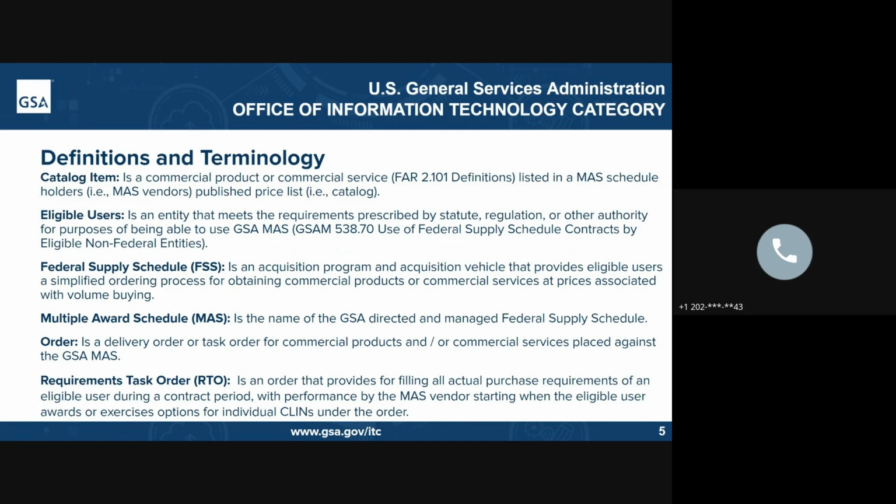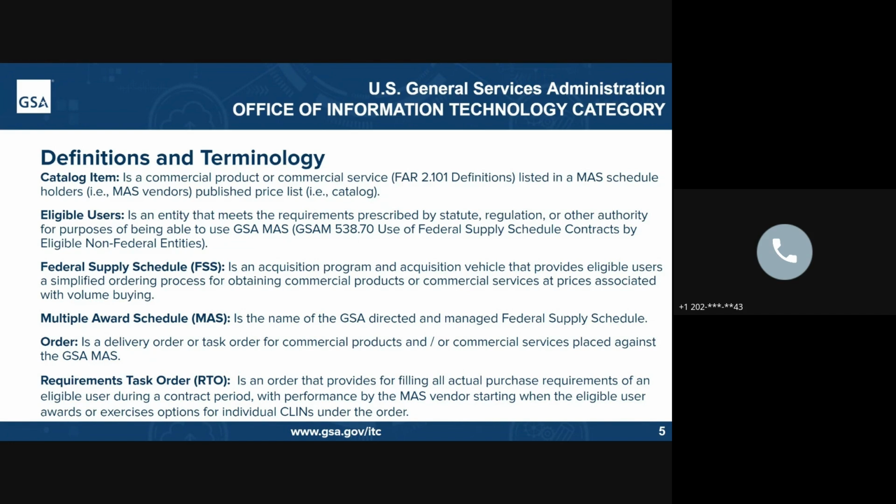Thank you, Barry. Yes, we definitely want to level set our definitions and terminology so that we are consistent in our application of those terms. So let me highlight a few here that we'll be using through the video just to make sure everyone is understanding and we are keeping the same frame of reference. I'll commonly refer to things as catalog items. These would be commercial products or commercial services that are offered by MAS schedule holders, but we also commonly refer to those as MAS vendors.